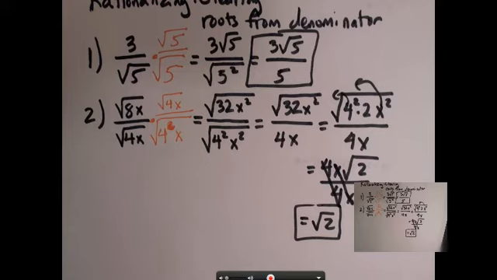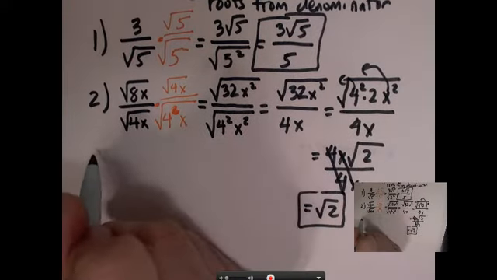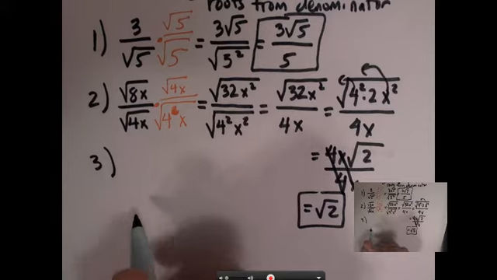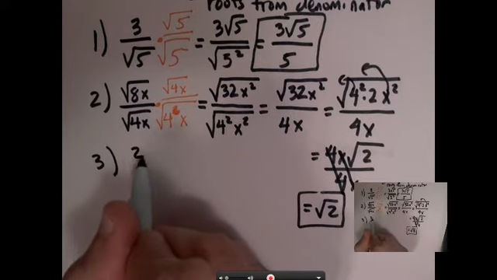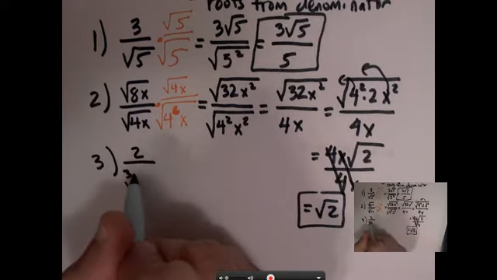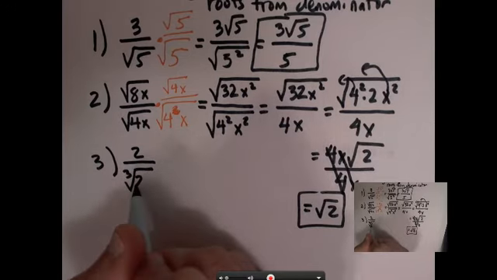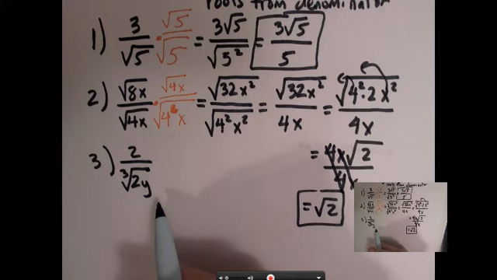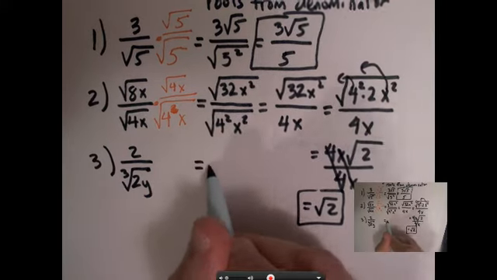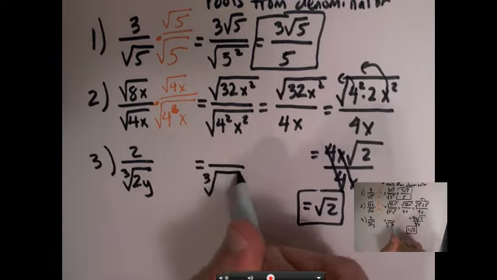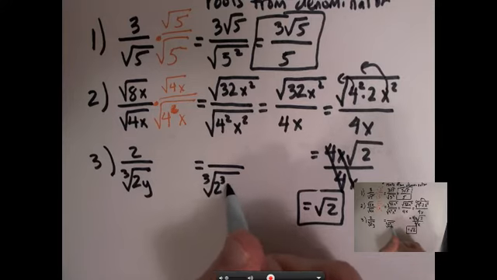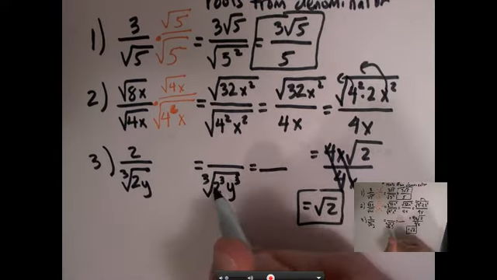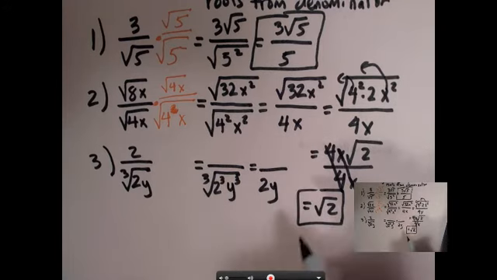All right, let's keep going with this. Let's do another one, number 3. Let's try a cube root now. So 2 over the cube root of 2y. Okay, so again, let's think backwards here. Our goal is we want this to be the cube root of 2 cubed y cubed. Because if I can do that, then this will all just come out, I'll just get 2y.